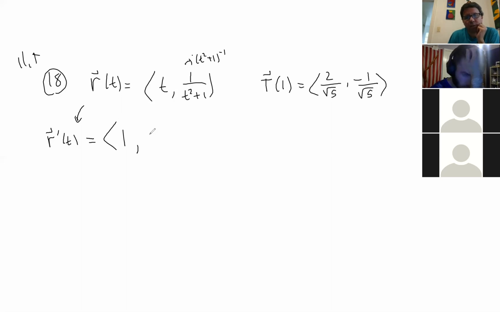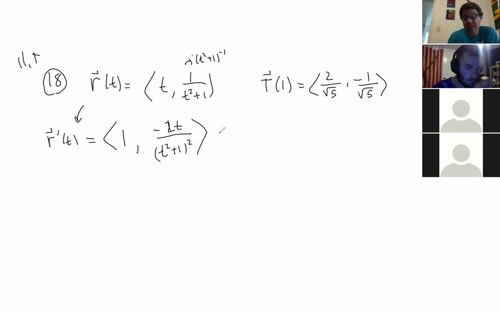I'll get -1 t squared plus 1 to the -2. So that'll be the same thing as putting it on the bottom squared. And I multiply by the derivative of the inside, which is 2t. So if you're having a problem with the derivative, go back and work this through either quotient rule or chain rule. And so we get that.